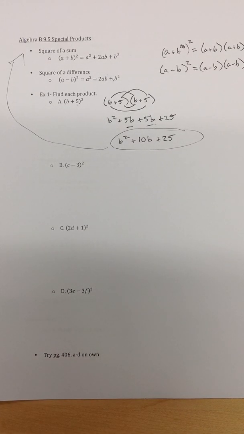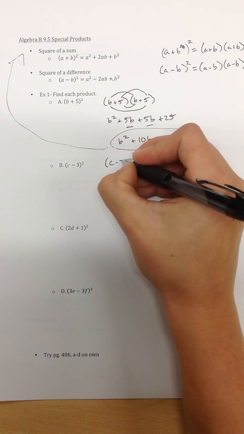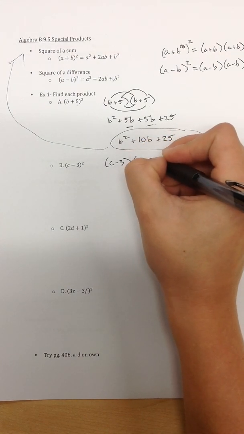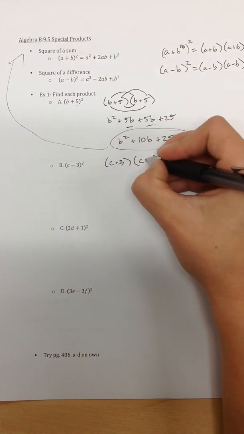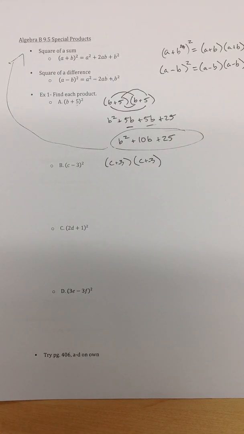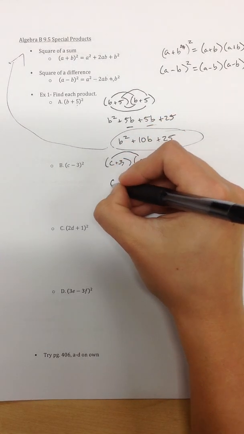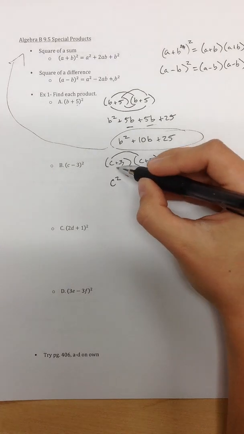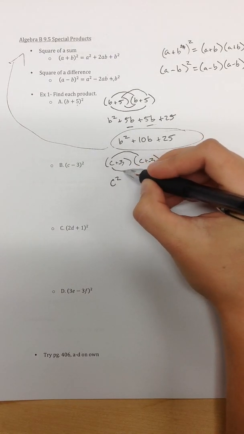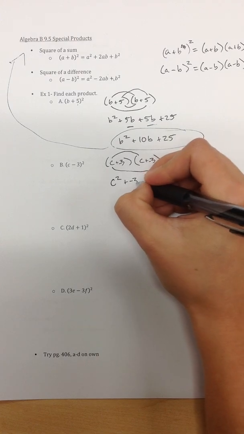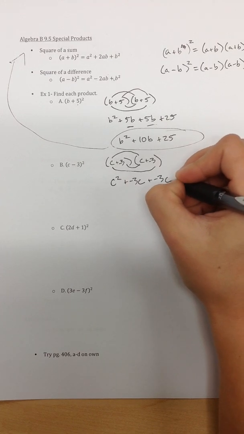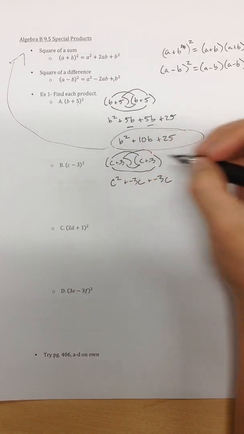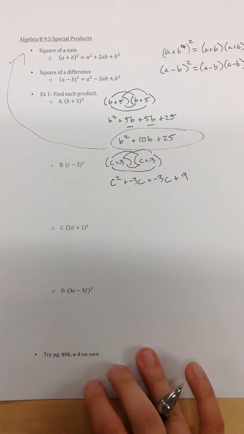So we've got c minus 3 squared, so that would be c minus 3 times c minus 3. So I could change these to adding the opposite if I want, make them negative 3's. Then I can do FOIL, so I could do first times first, so c times c, which would be c squared. And then I could take outside, which would be c times negative 3, which would be negative 3c. Then inside, 3 times c would be negative 3c. And then last would be negative 3 times negative 3, which would be a positive 9.